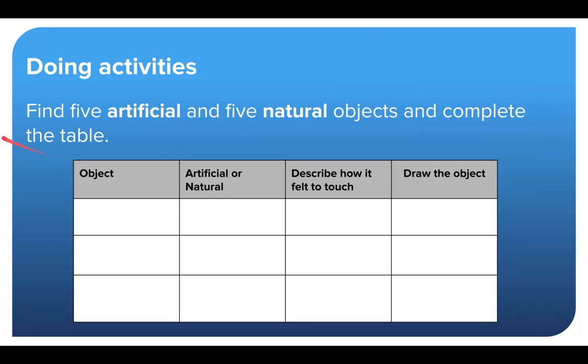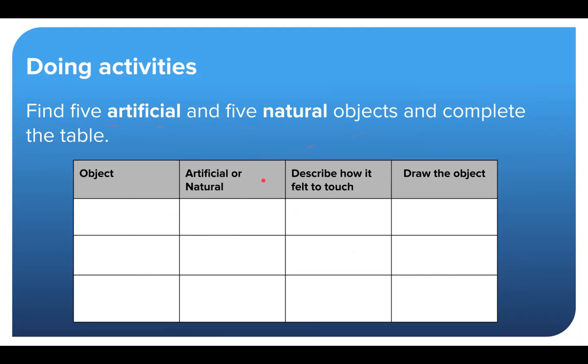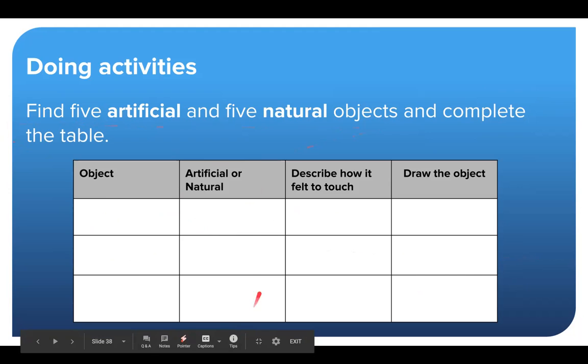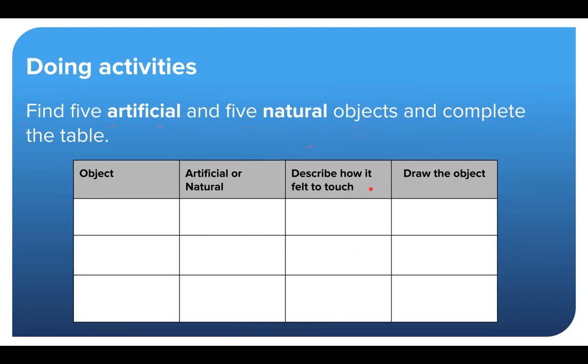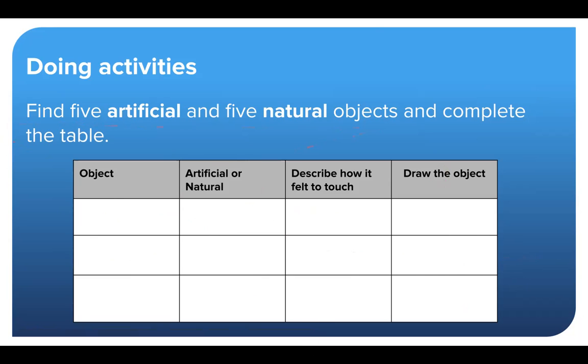So students here have to find 5 artificial and 5 natural objects and complete this table. So the table is divided into 4 columns: the name of the object, whether the object is artificial or natural, a column that allows the student to describe how it felt to touch, and the last column is for students to draw the object that they're using. Again, this is something that students can do at home in distance learning.